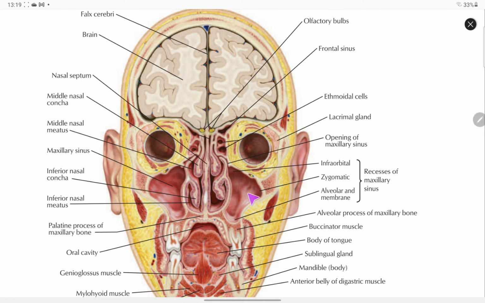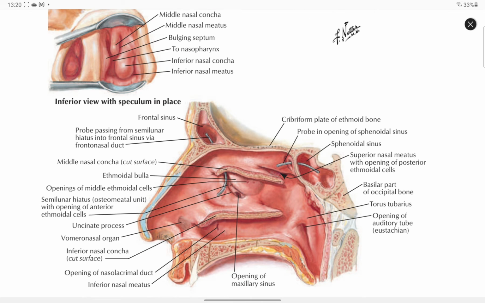Now talking about the maxillary sinus. It lies in the body of the maxilla, and it is the largest of all the paranasal sinuses. It is pyramidal in shape with its base directed medially towards the lateral wall of the nose and the apex directed laterally in the zygomatic process of the maxilla. It opens into the middle meatus of the nose.